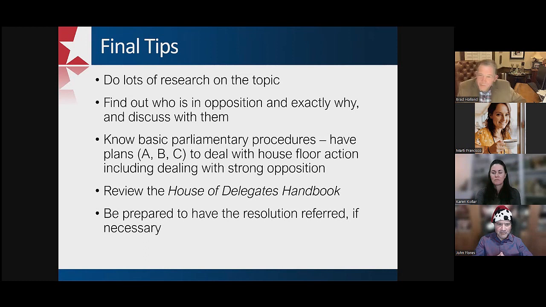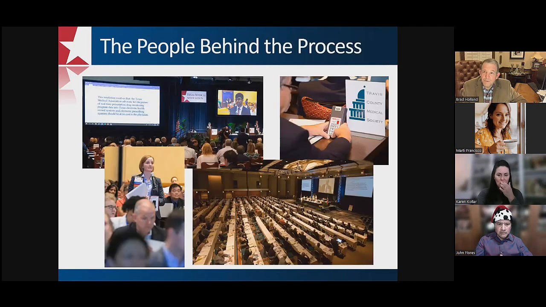Well, I hope it's been helpful for folks. If we talk about the House, it is not any one person, it's not any group of people. It really is the entire TMA represented in one room. And if we talk about the people behind the process, you just have no idea how many people are at work to make TexMed and a House of Delegates successful. It is mind-boggling to me.